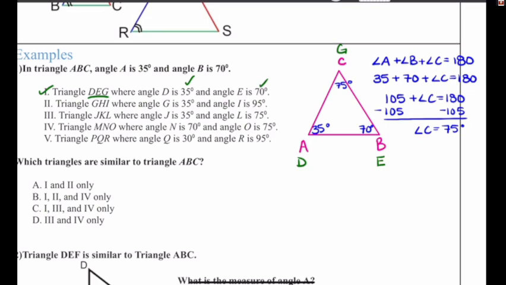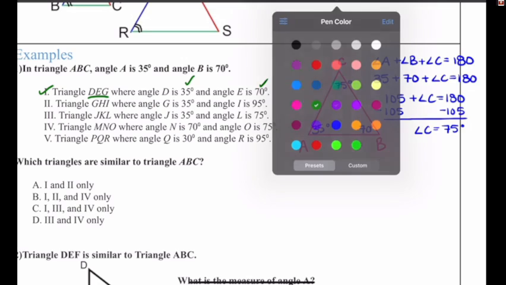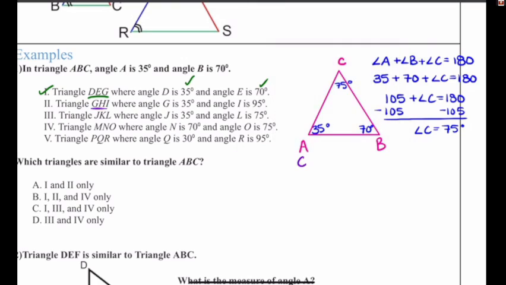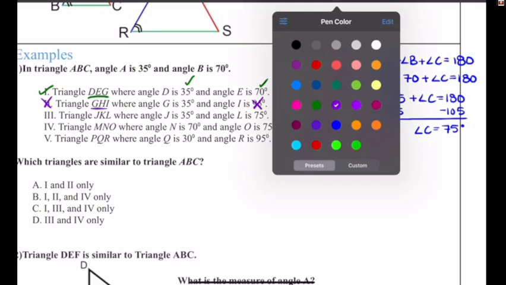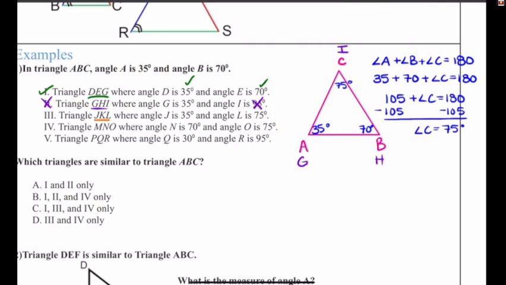Then we do it again with the rest of the triangles. We have GHI, again in the same order: G, H, and I. Read through the statement and check. We see here that it says angle I is 95, which is not true. Angle I is 75. So this triangle is not similar to ABC. Then we have JKL. J is 35, K is 70, and L is 75. This works out as well, and we can continue with the other statements.